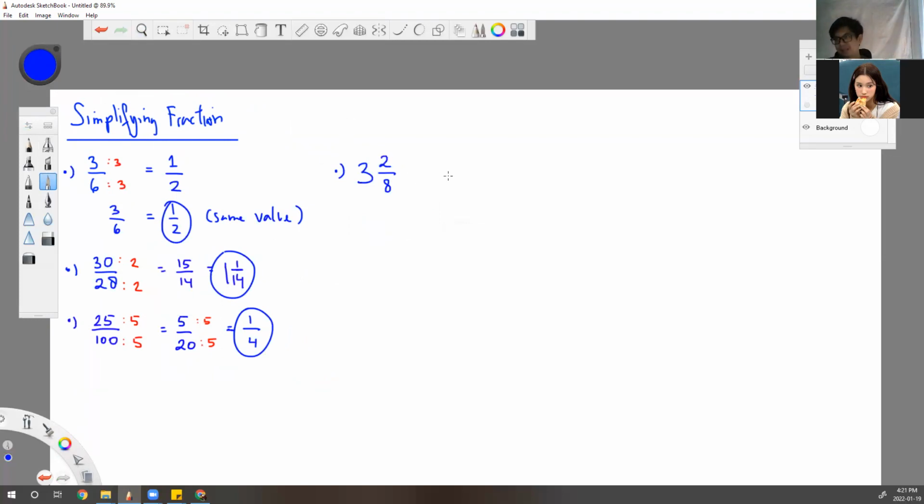3 and 2 over 8. Okay, how do you simplify the fraction? Again, you are simplifying the fraction, Rachel. Yeah, so please pay attention in that case. We are simplifying the fraction, not the whole number, not the integer. So you only simplify this. Divide by 2, divide by 2. That's simple. Yeah, so keep the 3 there. 1 over 4. That's it.